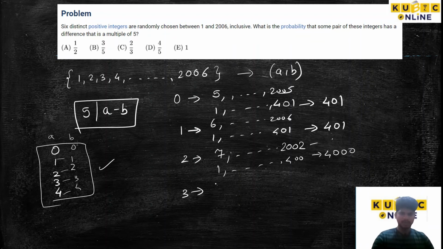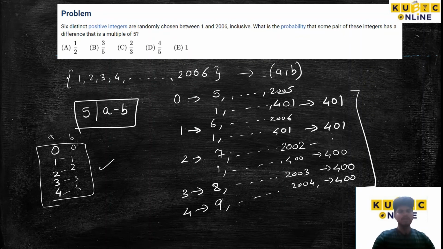For 3 it will be what? 8 to 2003. Again 400 numbers. Then 4 is what? 9 to 2004. That will be again 400 numbers. So we have this classification of numbers. Now what we will do is we will try to find the probability that some pair of these integers has a difference divisible by 5.